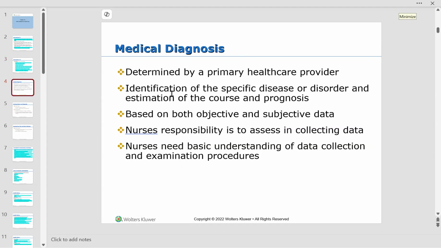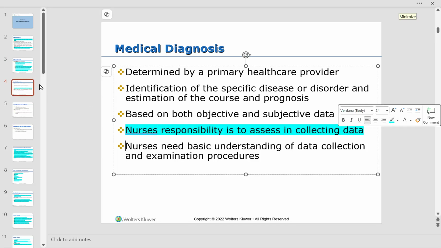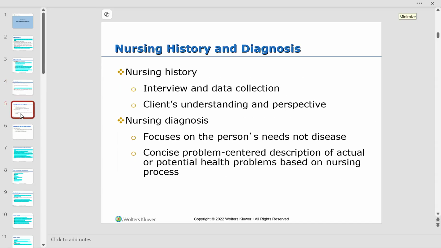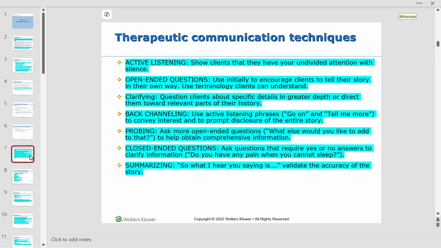All right. Medical diagnosis. We do not diagnose. We're not permitted. Only nurse practitioners and physicians can diagnose. That's identifying specifically what's wrong with the patient. But our job is to gather the data so that the doctors, the nurse practitioners, or the PAs can come up with a diagnosis. That is our job as nurses. We collect the data. All right. We do a history, and I'm going to go through what a history and physical looks like. And we'll talk about care plans another time.